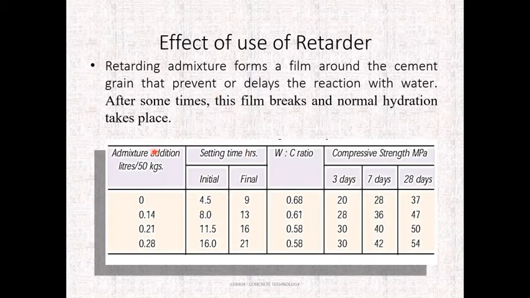This image shows the properties of the concrete with retarders. Here we can see the control mix has an initial setting time of 4.5 hours and final setting time of 9 hours. While we add retarders, it can increase up to 16 hours and 21 hours. Also, the compressive strength of the concrete is found to increase with increasing dosage of the retarders.